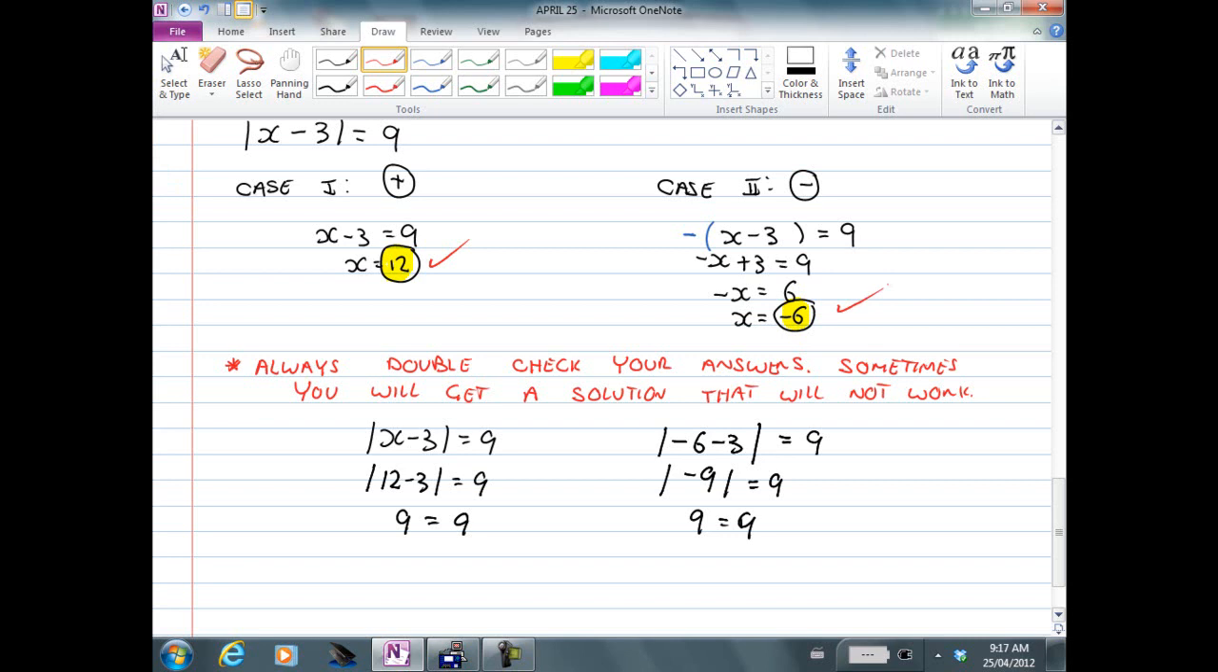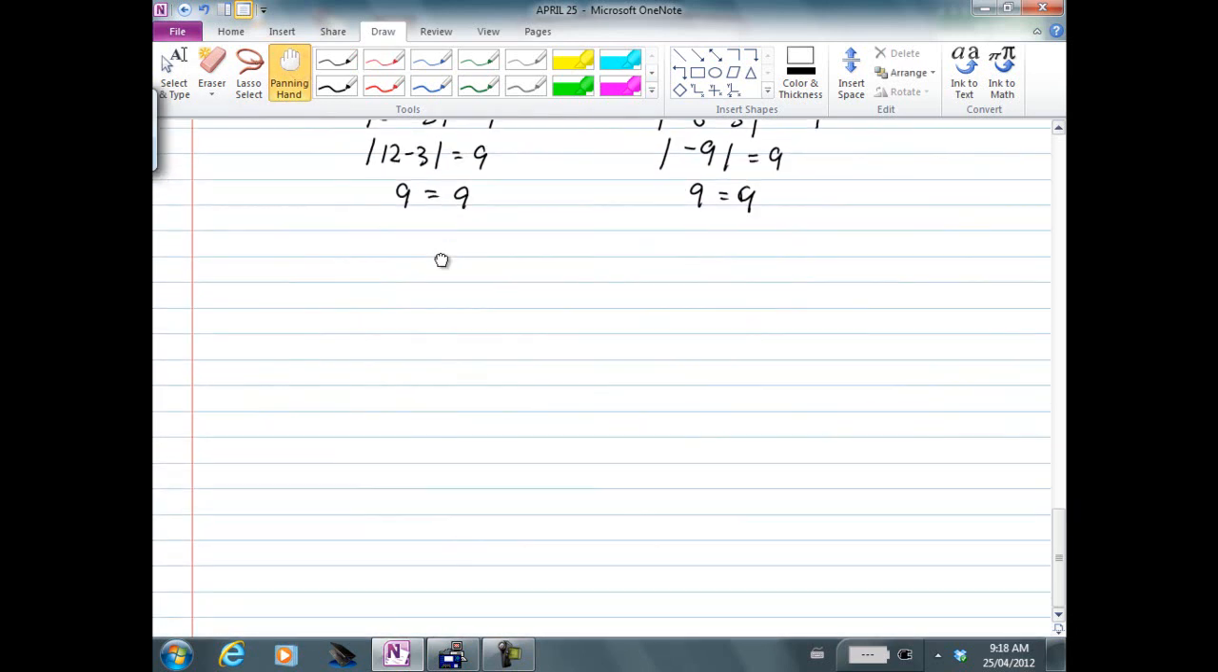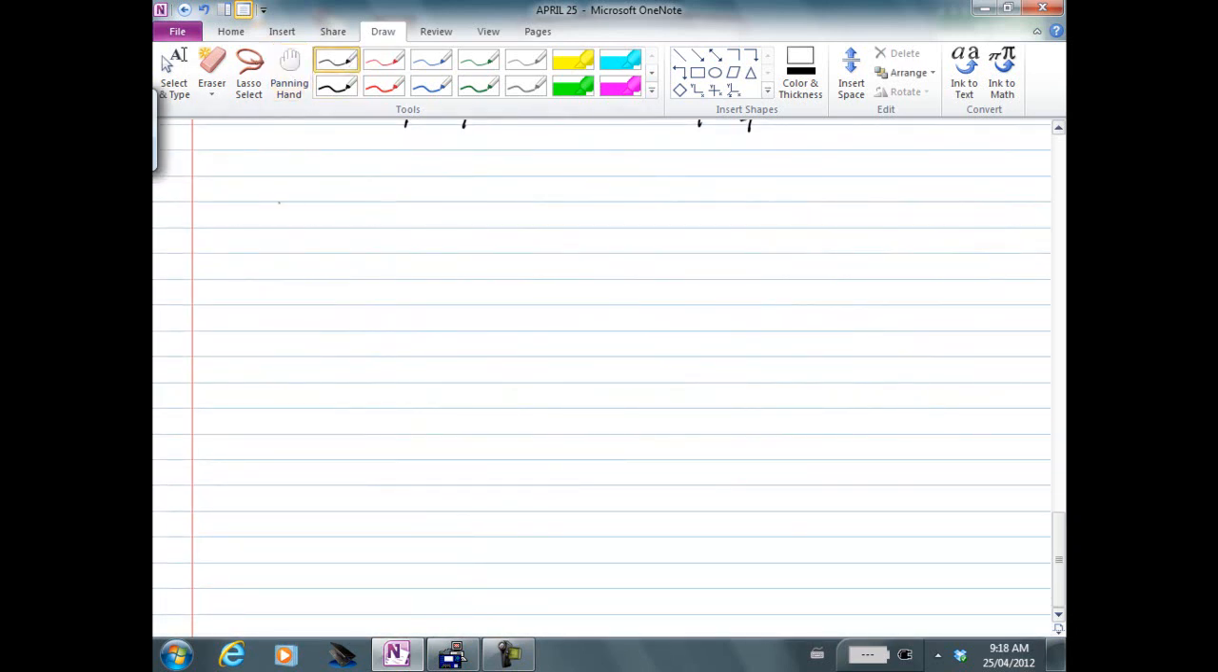A bit more challenging. Are you ready for it yet? No, you're not ready for it yet. I will give you one later, but you're not ready for it yet. Try this one. |2x - 5| equals 5 - 3x.